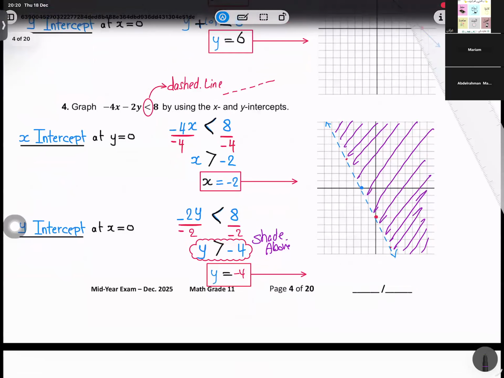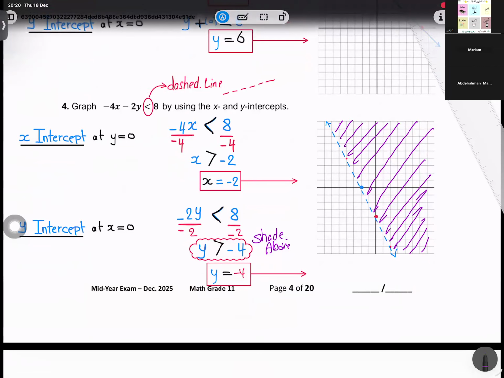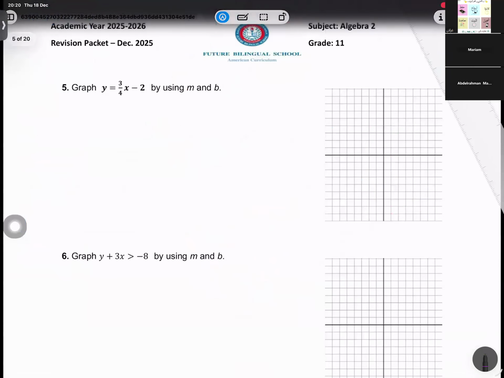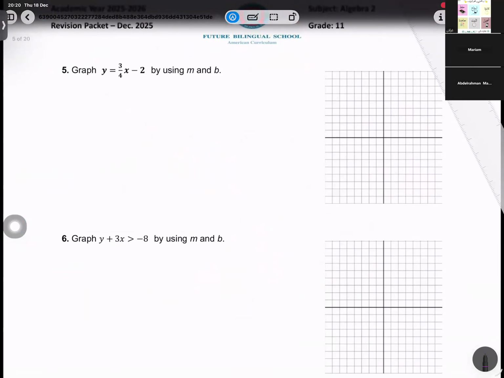Okay. Do you have any questions here? No. Okay. Graph using slope and intercept. You can do it, Maryam. Do it on your paper and tell me the answer. Obviously you do the same thing, by using m and b.